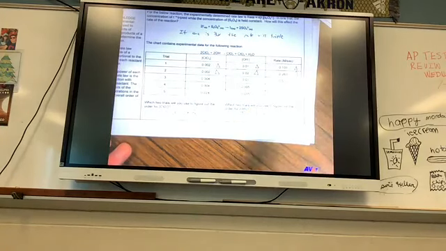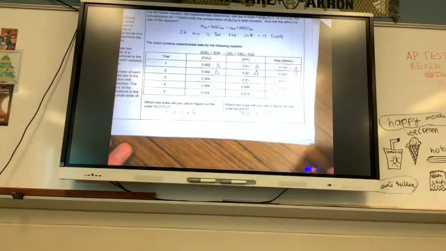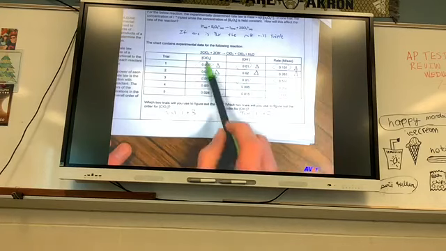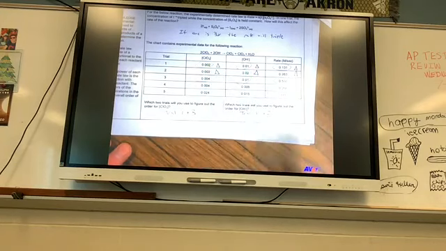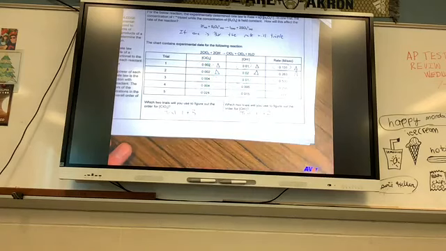So remember, in order to figure out the order, you have to hold the one constant while the other one is changing. So this is staying the same while my OH is changing. On the first one, this was changing while this was staying the same.